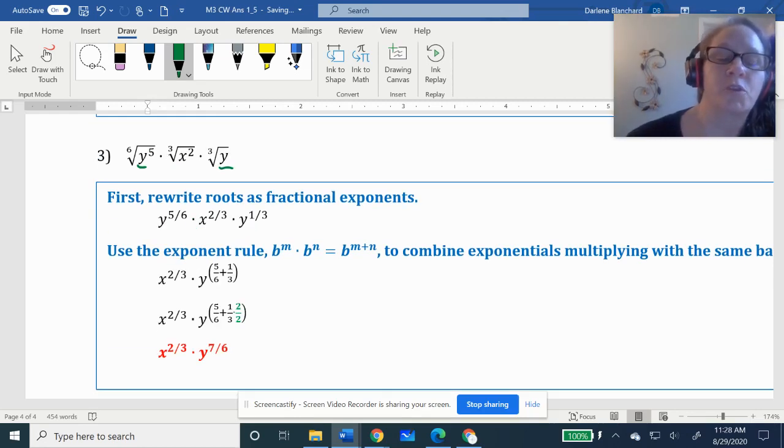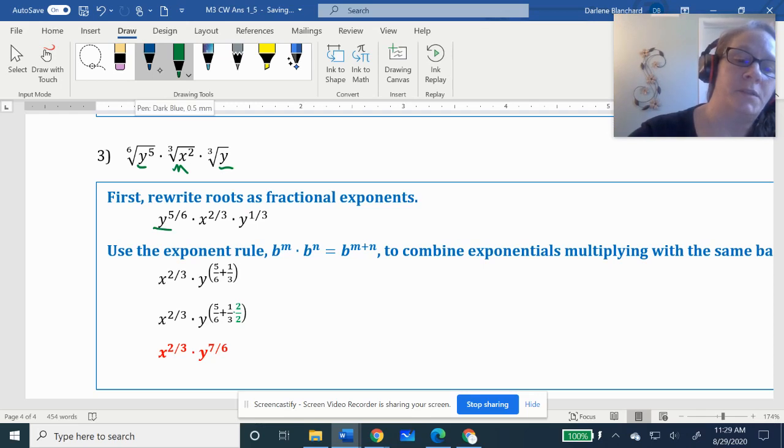2 of these 3 expressions that are multiplying use the y variable. The other one uses x, so that x is going to end up being a loner. We rewrite the 6th root of y to the 5th as y to the fractional exponent 5 divided by 6. We rewrite the cube root of x squared as x to the fractional exponent of 2 divided by 3. We rewrite the cube root of y as y to the fractional exponent 1/3.